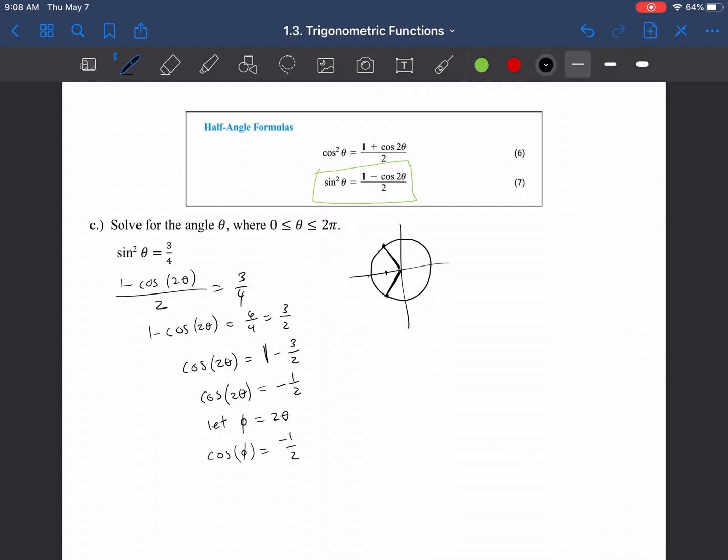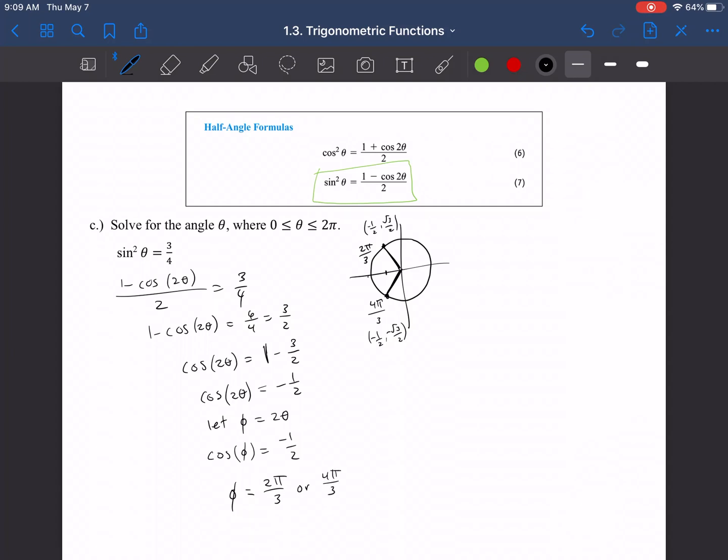This is at pi over 3. So this is 2 pi over 3, and this is at 4 pi over 3. Okay, and so our coordinates here are negative 1/2 and square root of 3 over 2, and our coordinates down here are negative 1/2, negative square root of 3 over 2. So both of those work for phi. So that means that phi has to equal 2 pi over 3 or 4 pi over 3.